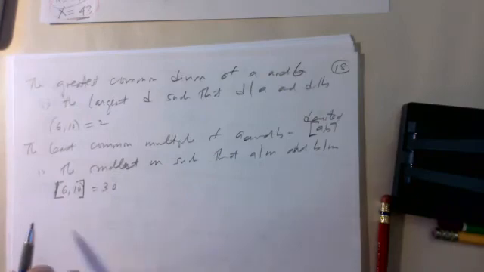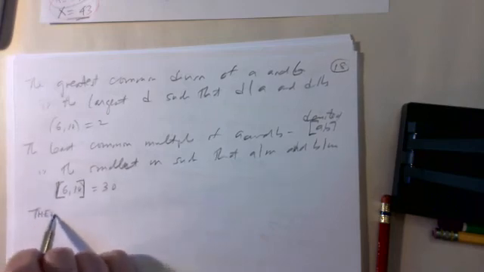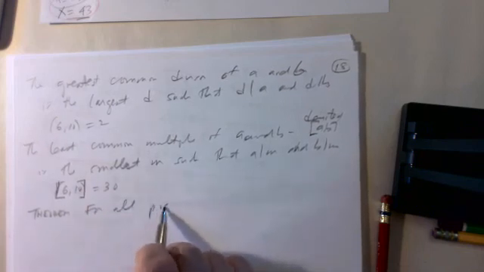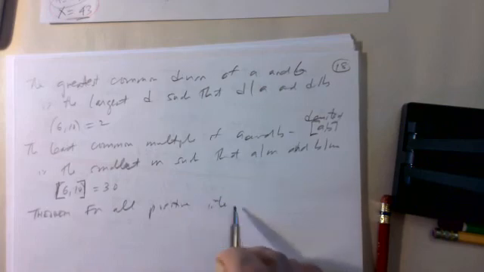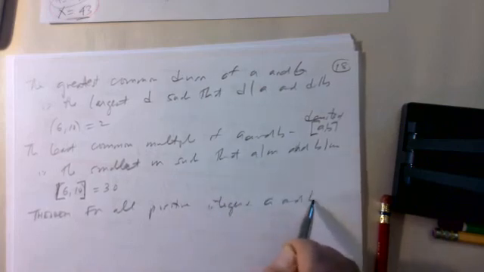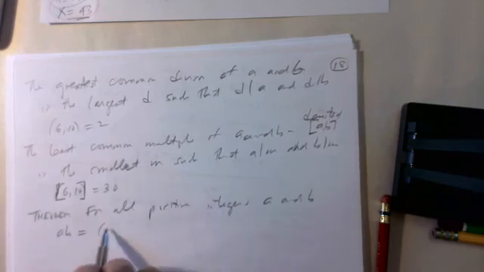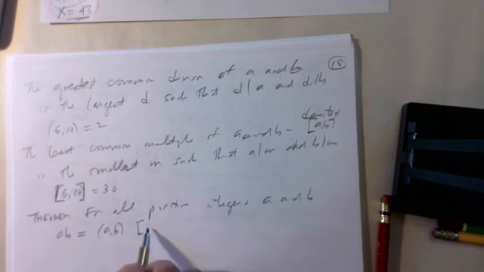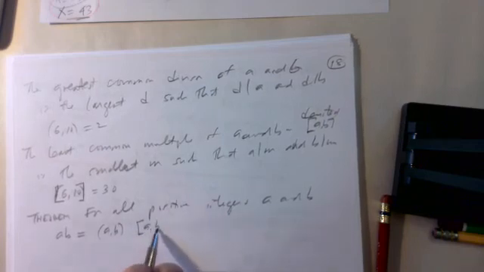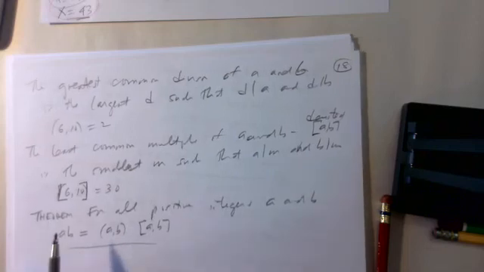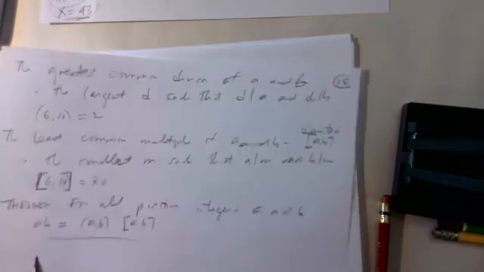And it's a theorem, which is that for all positive integers a and b, the product a times b is the product of the greatest common divisor times the least common multiple. I'll prove that in a bit, but I'm going to use that to finish our discussion of the Chinese remainder theorem.